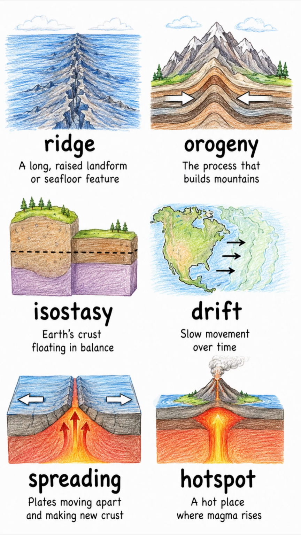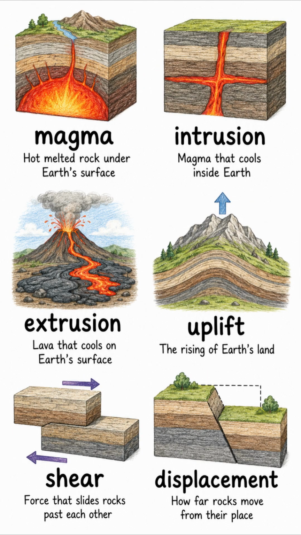Hotspot, a hot place where magma rises. Magma, hot melted rock under Earth's surface. Intrusion, magma that cools inside Earth. Extrusion, lava that cools on Earth's surface.